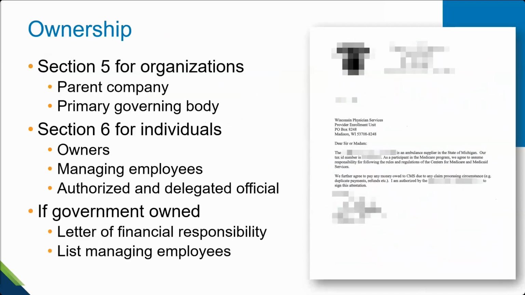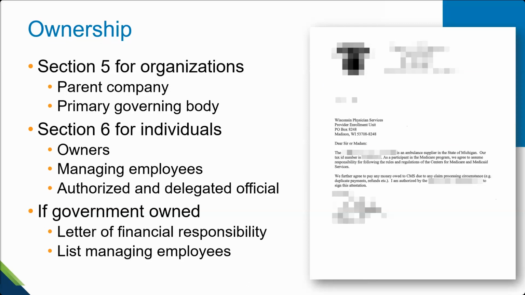Next, I want to talk about ownership for ambulance services. So Section 5 and 6 of the CMS 855B are intended for ownership. Section 5 is how you will report any organizations. This could be a parent company, but it could also be a primary governing body in the instance that you have a government-owned ambulance service. This happens a lot, specifically in situations where we have maybe a volunteer fire department. So that information is reported in 5.